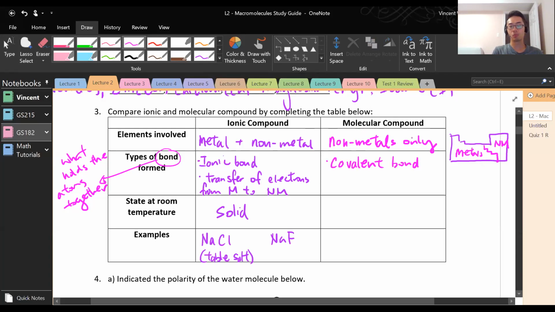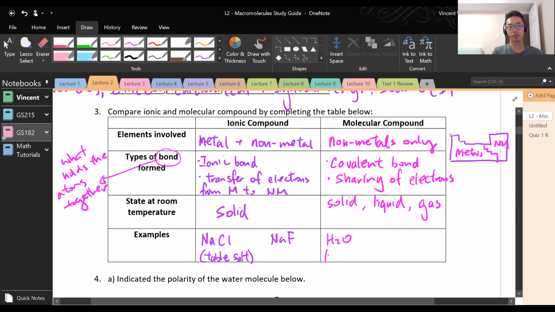Okay, so what's holding the atoms together are these covalent bonds. And instead of transfer of electrons, they are just sharing electrons. So unlike the ionic counterpart, the molecular compounds could be solid, could be liquid, or even gas at room temperature. So an example would be water.